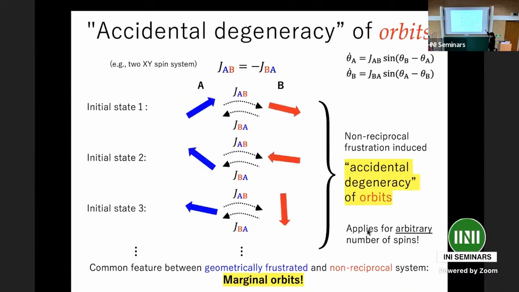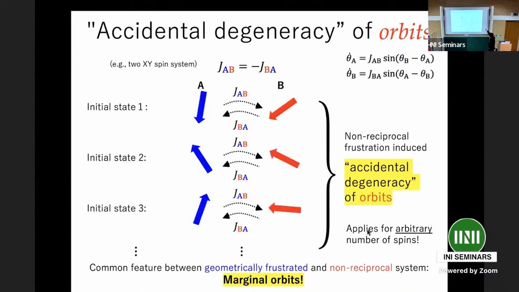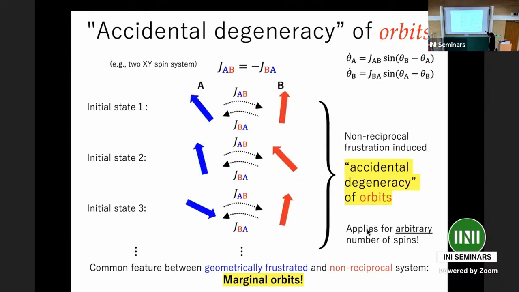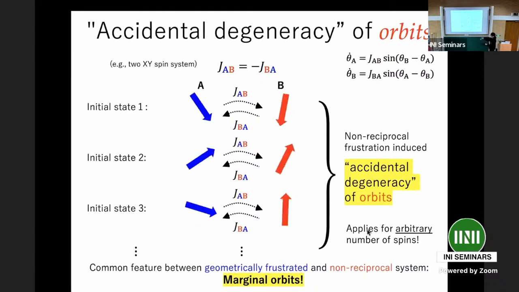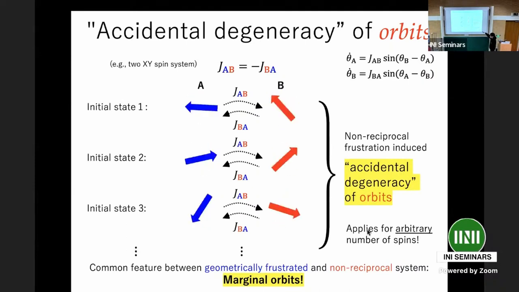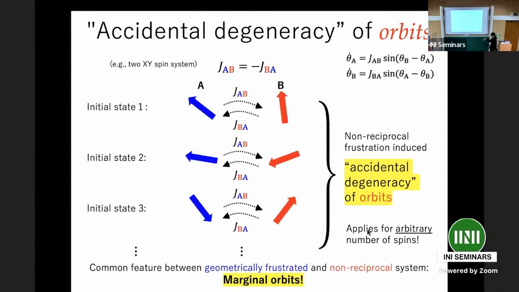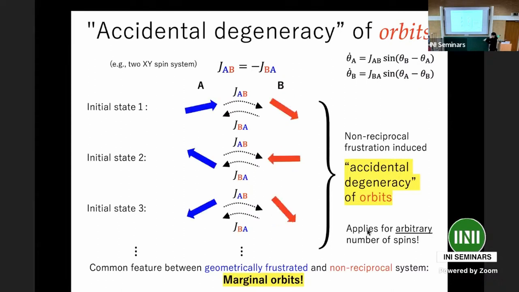No, I'm talking about what sets this time scale. But it's determined by J, because J_AB is equal to minus J_BA. So the overall time scale is set by J. Let me call that J minus. But the actual speed is given by J minus times sine delta theta. So if delta theta is, for example, zero, then it doesn't move.